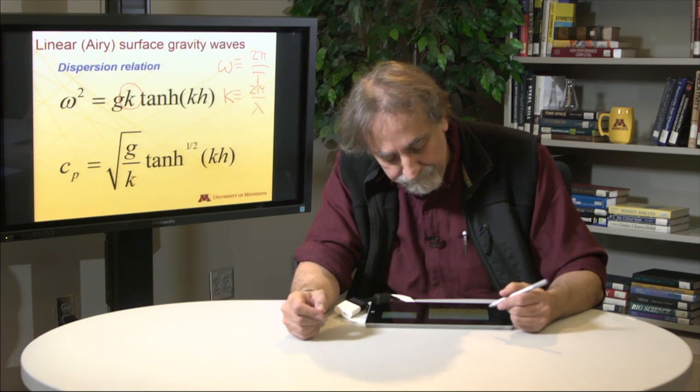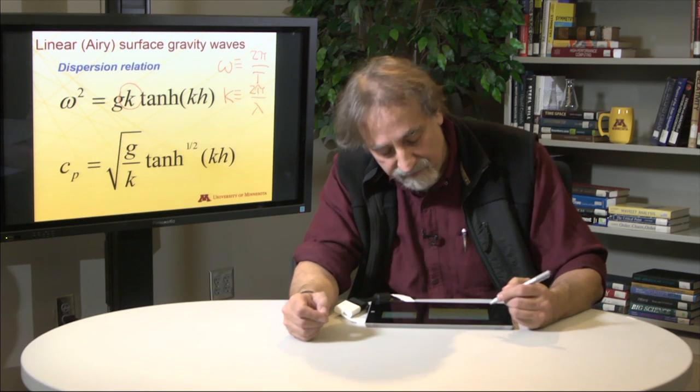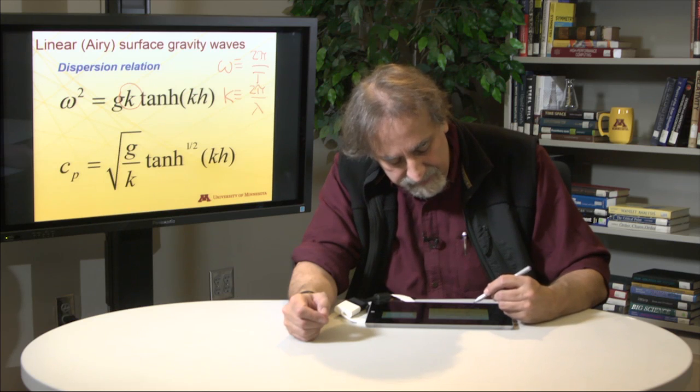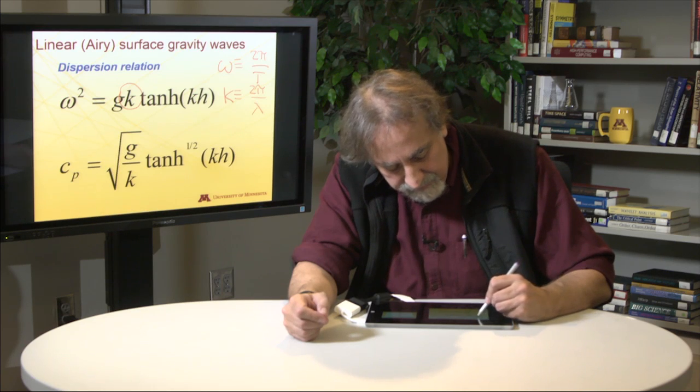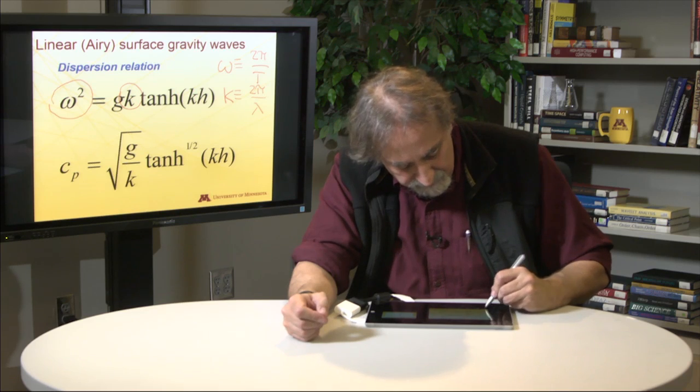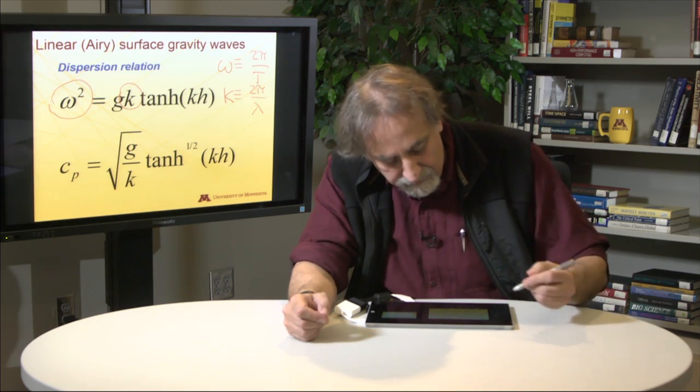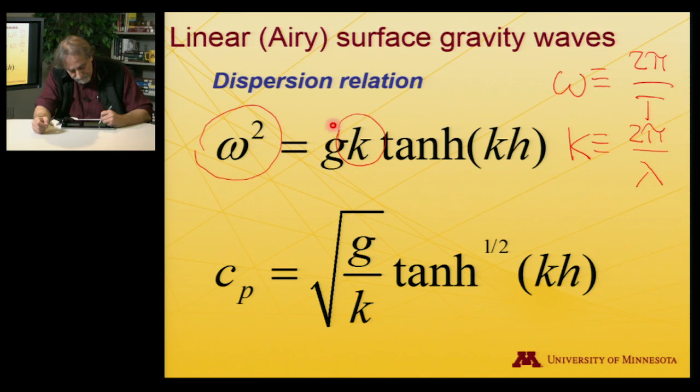for the period and the wavelength. So Airy came up with this relation that connects the frequency, omega, actually let me switch back to my laser, to k, the wave number, g, the acceleration of gravity, k again, and then h, the water depth. So apart from gravity, we have just basically period, wavelength, and water depth as part of this.